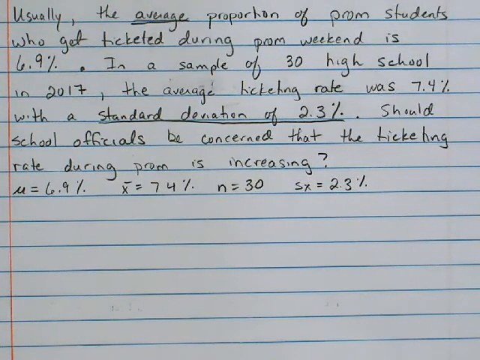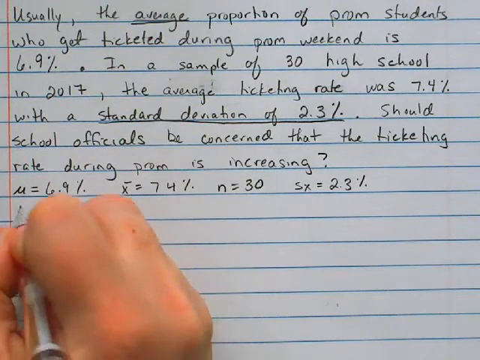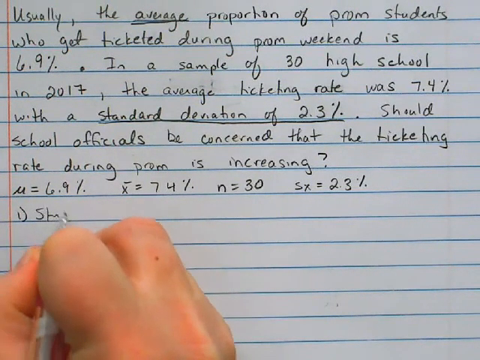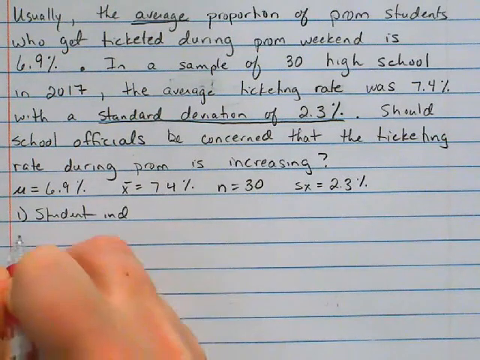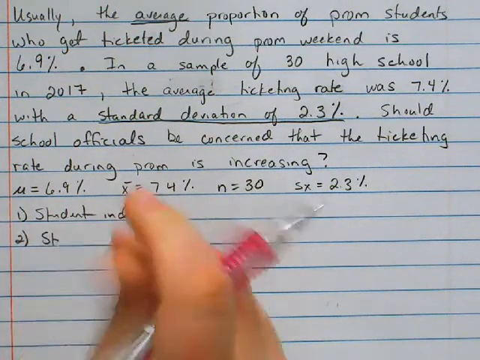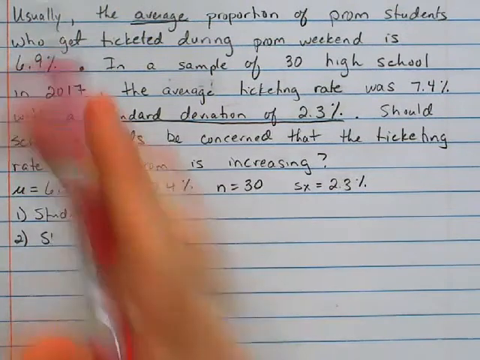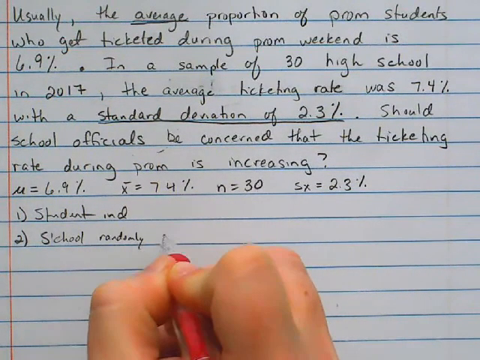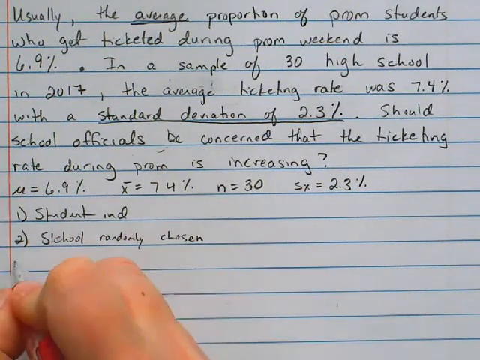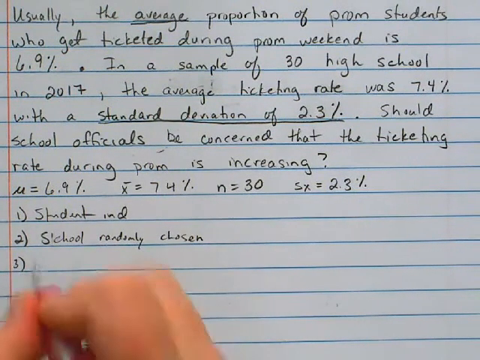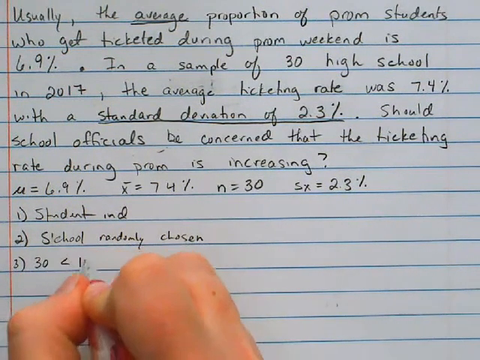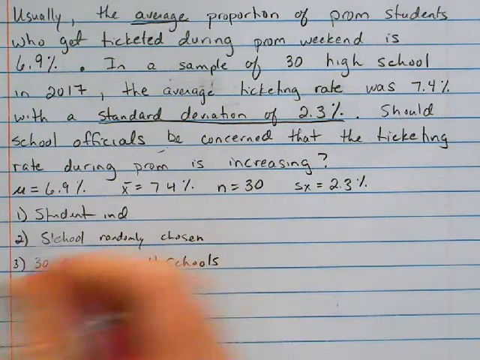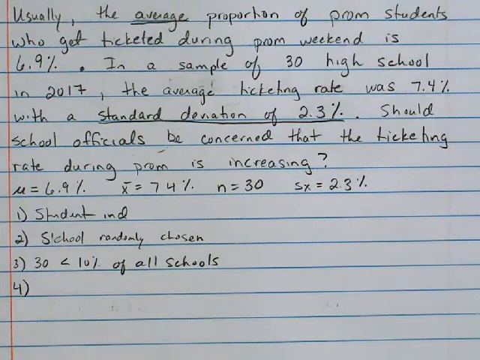Condition number 1, each student is independent. Condition number 2, each school is randomly chosen. Let's see, what's number 3 again? 30 schools is less than 10% of all schools. And number 4, I assume the data is normal or nearly normal.